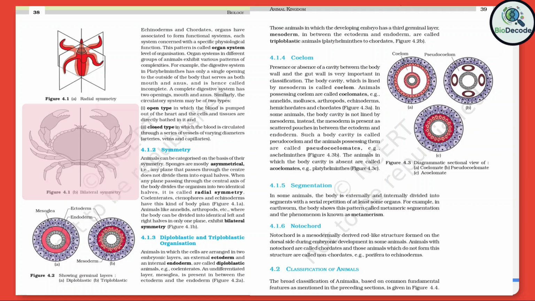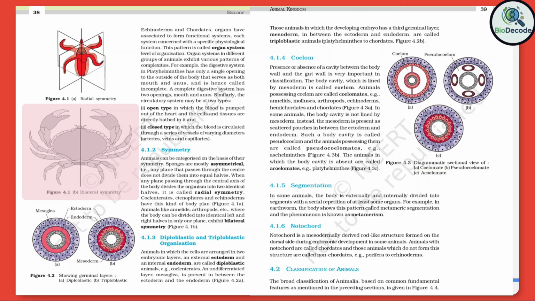Here, the figure demonstrates a body plan where only a single plane, called the median sagittal plane, can divide the organism into two identical halves, left and right. This symmetry is seen in higher animals such as annelids, arthropods, and vertebrates.